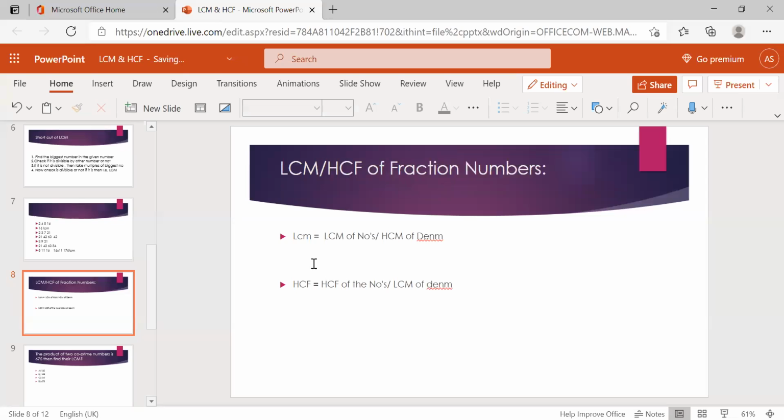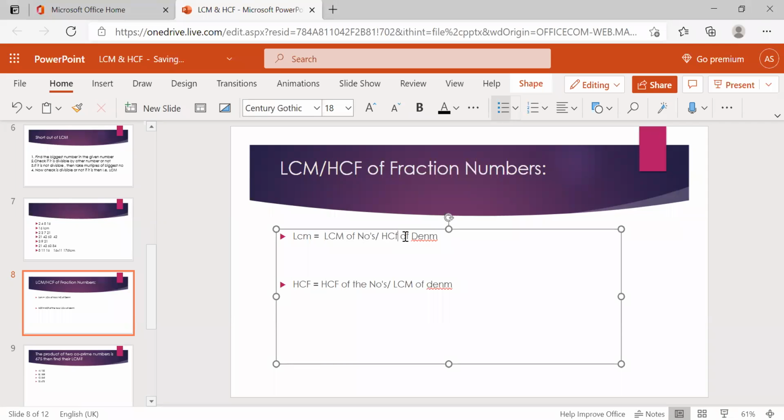So if you want to find the LCM of any fractions, first take out the LCM of the numerators, and then divide by the HCF of the denominators. I'm a little confused in this actually, I'm not saying it fast. And if you want to find the HCF of any fractions, then take the HCF of the numerators, then the LCM of the denominators. These are your formulas.